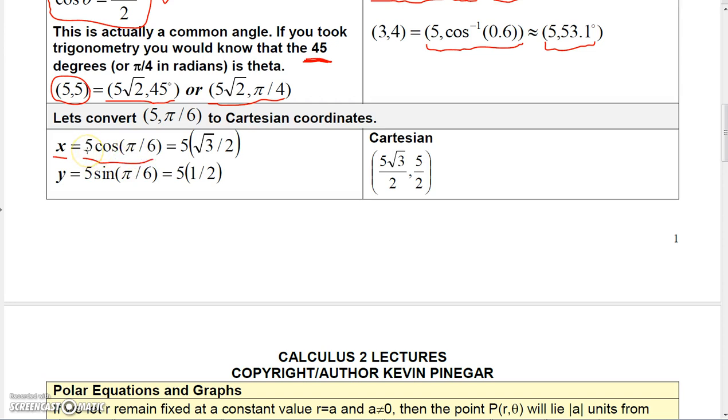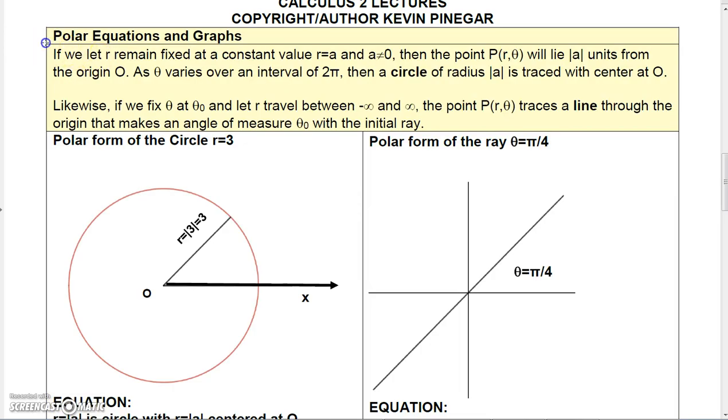So x would be 5 cosine pi over 6, which would be 5 times square root of 3 over 2. And then y would be 5 times sine of pi over 6, which is 5 times a half. So that would give us the Cartesian coordinates 5 square root of 3 over 2 and 5 halves. Now let's talk about some more equations and some graphs.